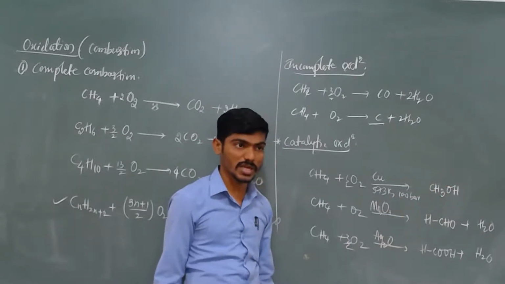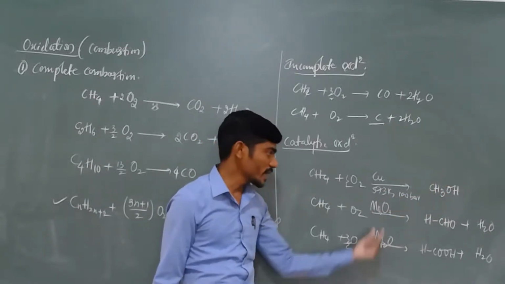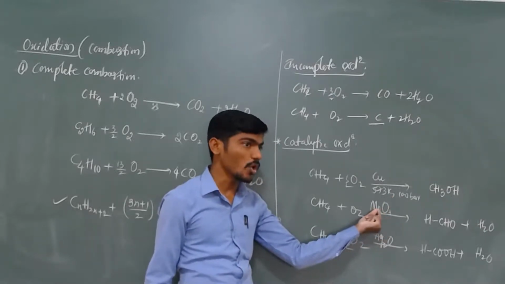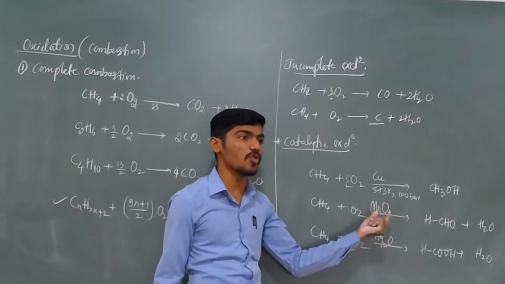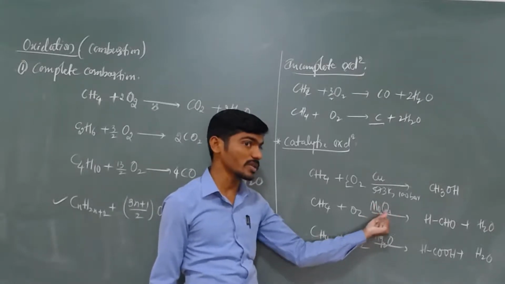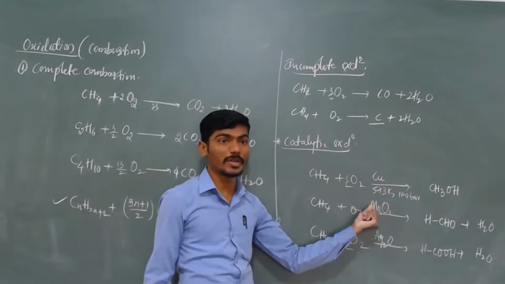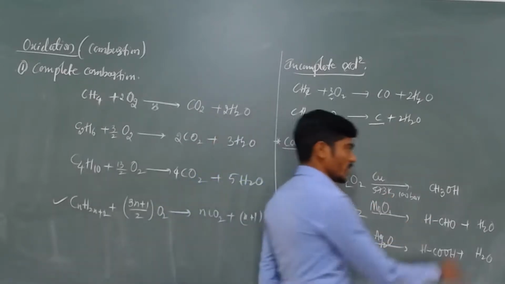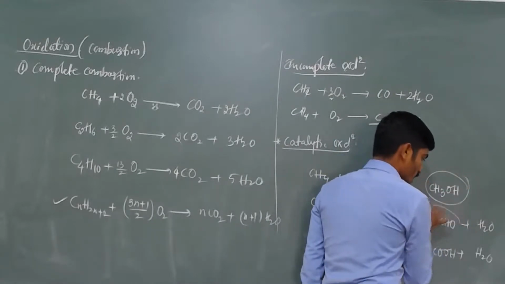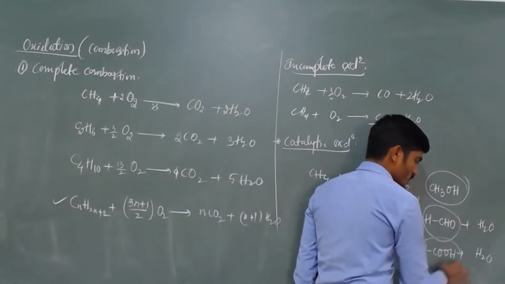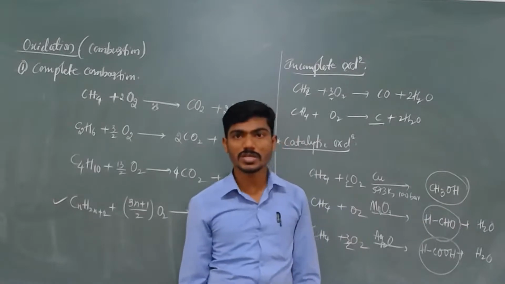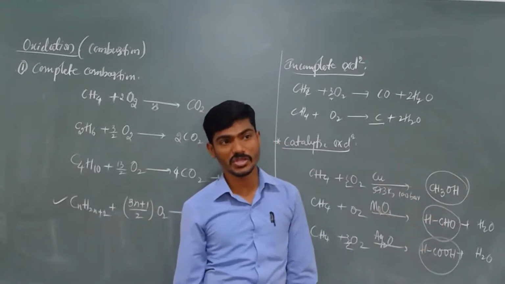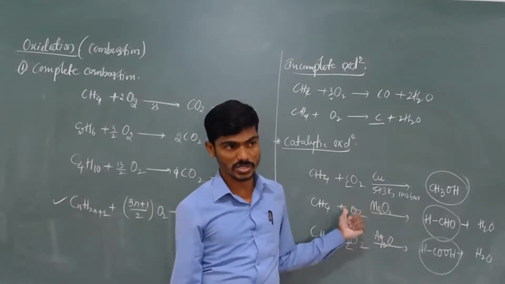acid, carboxylic acid. Second one, Mo2O3: molybdenum is Mo with a small o; if you write a capital O, it becomes the respective oxide. Molybdenum oxide gives rise to aldehyde. So in one case the product is alcohol, in the second case aldehyde, next acid, carboxylic acid. So we get different products in the presence of different reagents. Catalytic oxidation.